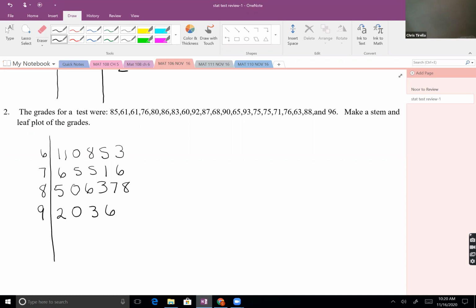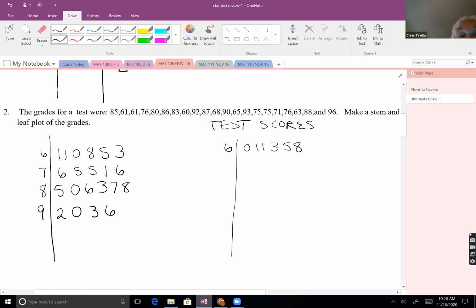My neat copy should have a title, test scores. On my neat copy, I need to put the leaves not in the order that they occurred, but in ascending order. So after 6, I have 0, 1, 1, 3, 5, 8. We've got to order those leaves. I have 1, 5, 6.